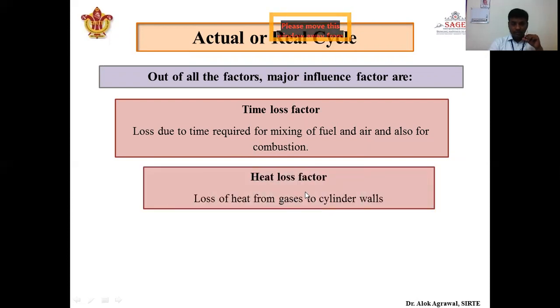Next is the heat loss factor. In the ideal cycle, we consider there is no heat loss, but in the actual cycle, heat loss from the gases to the cylinder wall takes place, and this has to be taken care of in the actual or real cycle. Because of this, a lot of energy goes out of the combustion chamber without being converted into mechanical work.